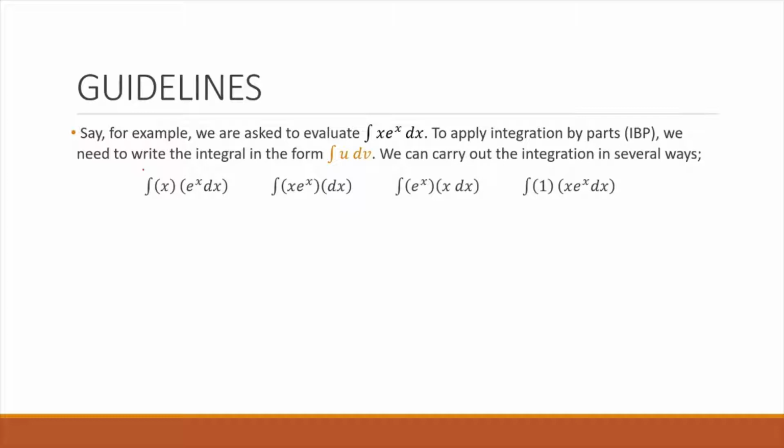So we can specify u in this case as x, and then the remaining expression e raised to x dx is the dv portion. Or the product of x times e raised to x is the u portion, and then the remaining expression is dv.